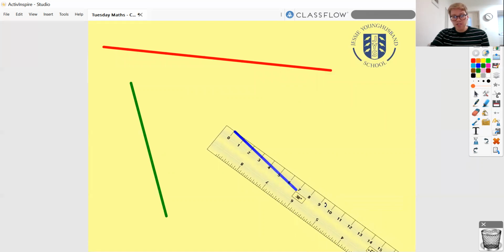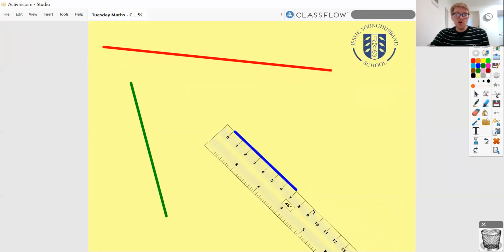Now, how do you know which is which? The short answer is you look at your ruler, and very often it will have something like a cm on it, and that will stand for centimeter. So if you find the side that says cm, you know you're going to be on the right side. And how long is this blue line then? It goes from 0 to 7, so it's 7 centimeters.